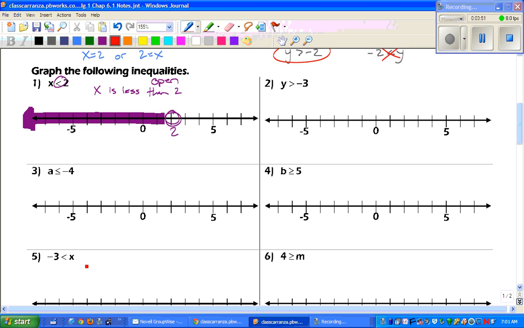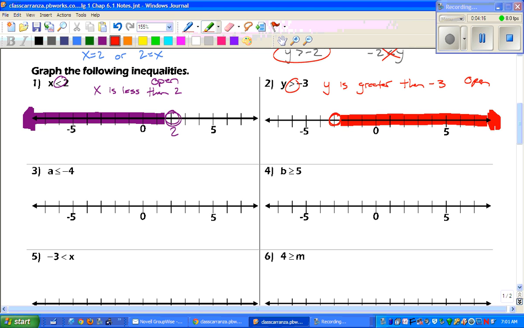It says y is greater than -3. Okay? So y is greater than -3. So I'm going to go to -3. It's open, once again, because of the symbol. And then we want everything greater than -3, so that's everything to the right.